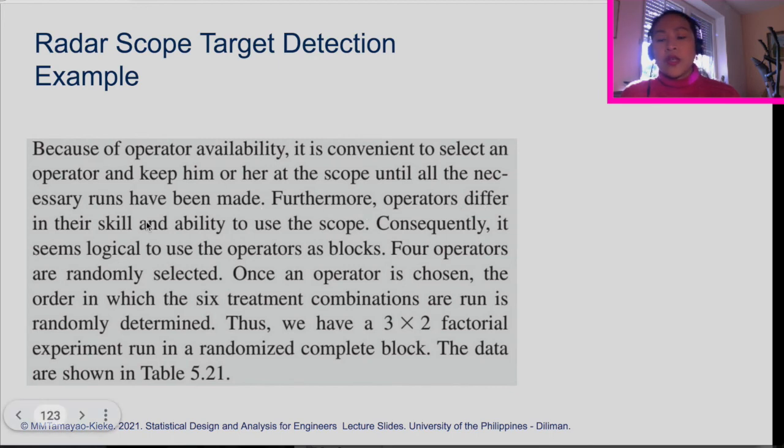Furthermore, operators differ in their skill and ability to use the scope. So consequently, it seems logical to use the operators as blocks. So the operators are actually nuisance factors. 4 operators are randomly selected. Once an operator is chosen, the order in which the 6 treatment combinations are run is randomly determined. Thus, we have a 3 by 2 factorial experiment run in a randomized complete block, okay? The data are shown in the succeeding table.